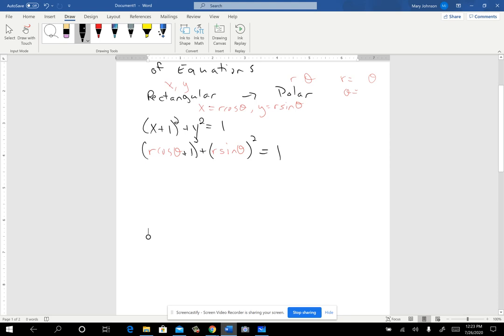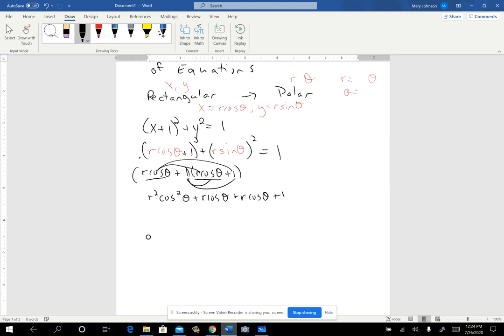So first off, I'm just going to work on simplifying. I see that r cosine theta plus 1 has to get squared, so I'm multiplying it by itself. And when I do, I have to FOIL. So I take r cosine theta times r cosine theta, that's r squared cosine squared theta. Then r cosine theta times 1 and 1 times r cosine theta, and then 1 times 1. Then I have to take r sine theta and square it, so that's r squared sine squared theta, and that equals 1.